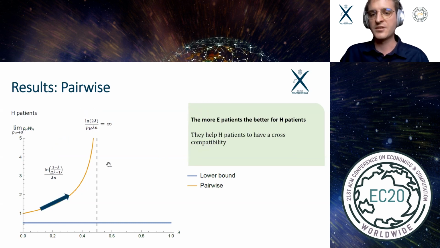Okay? And so an important observation is the upward slope of this curve here. It says that the more easy to match patients in the system, the better for hard to match patients. And basically, they help hard to match patients to be cross-compatible. And that's the intuition of why you have an upward slope.